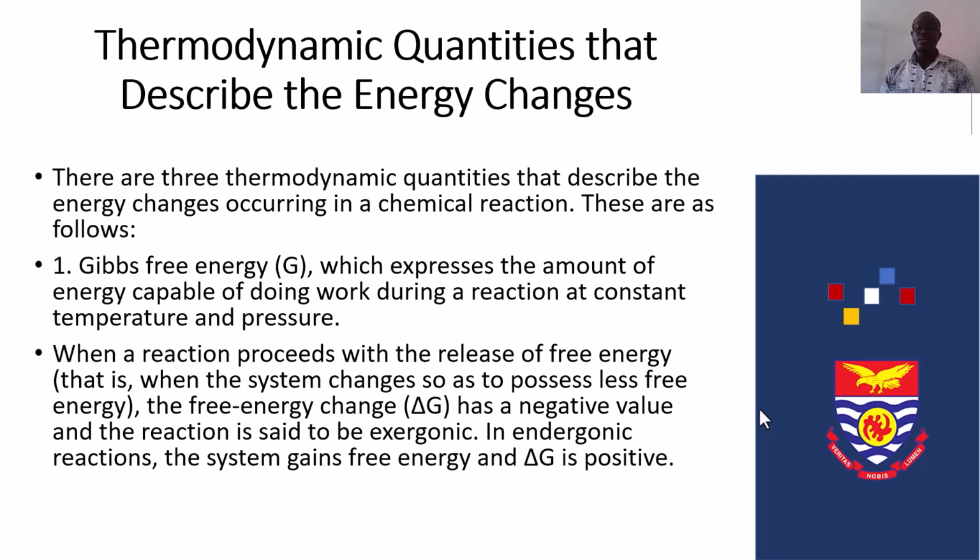Gibbs free energy, which expresses the amount of energy capable of doing work during a reaction at constant temperature and pressure. When a reaction proceeds with the release of free energy, the free energy change has a negative value and the reaction is said to be exergonic. In endergonic reactions, the system gains free energy and the Gibbs free energy change is positive.